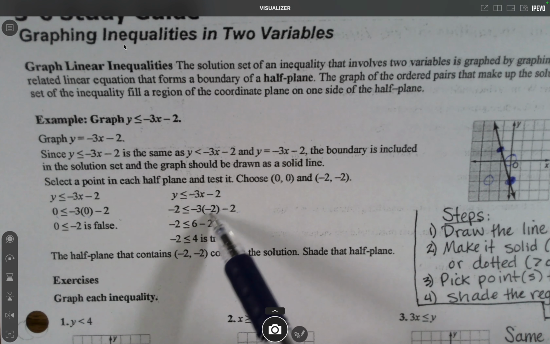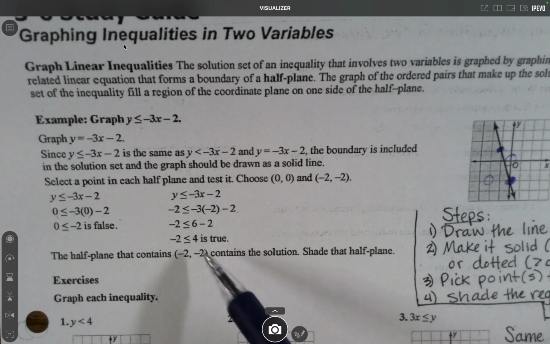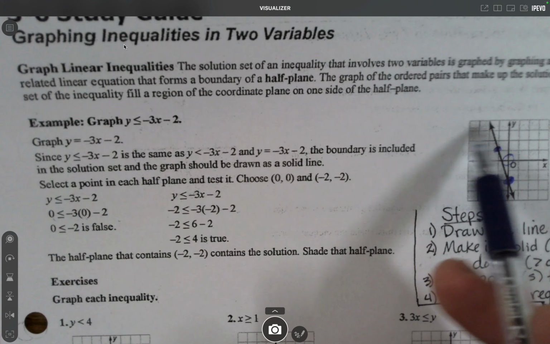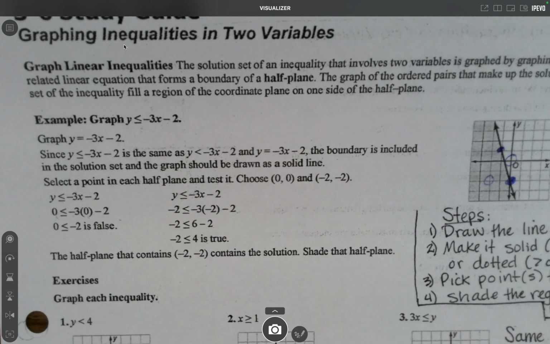-3 times -2 is 6. 6 minus 2 is 4. And it is true that 2 is less than or equal to 4. So since it's a true statement, you would shade that whole side where -2, 2 is. On that side of the line is where you would shade it.